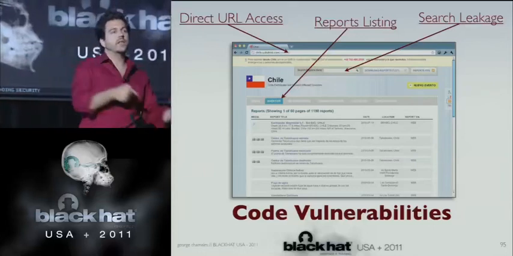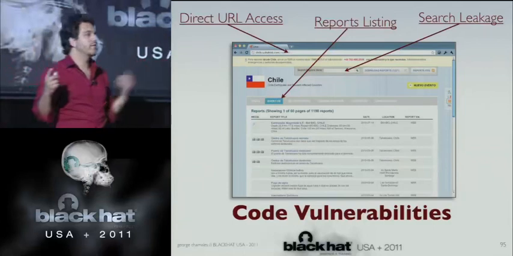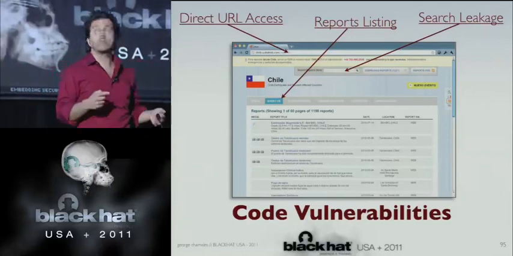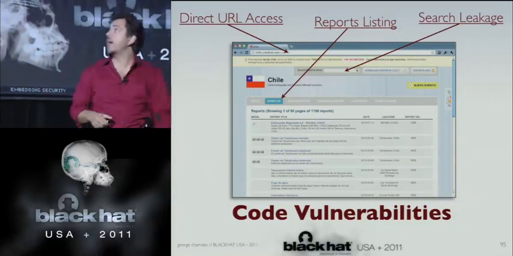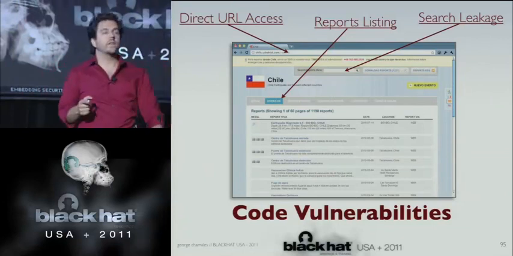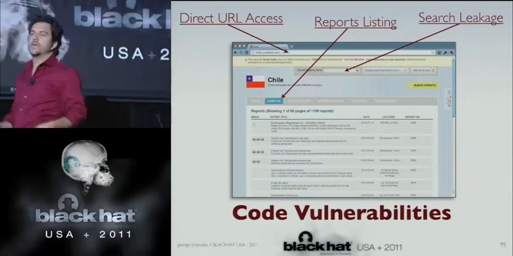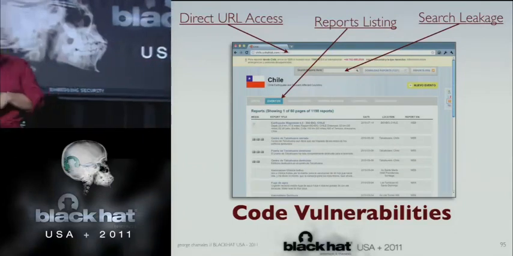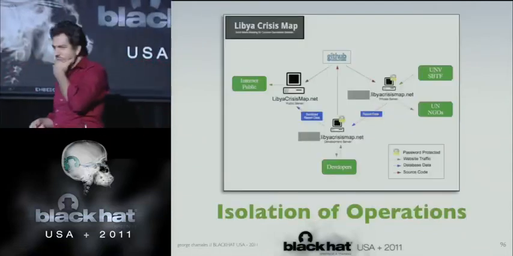The thing that made it really, really bothersome is that we came up with the direct URL access vulnerability. We found that prior to one of the Egyptian deployments. We found the reports listing bug in, I think, the Sudan deployment, and we found the search bug during the Libya crisis map deployment. So this isn't the sort of case where we find it in between releases. We find them during actual deployments, during these types of situations.